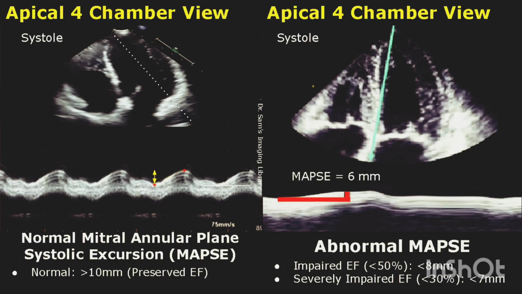that is an impaired EF. If the value is below 7 millimeters, it usually indicates EF less than 30%. It is a severely impaired ejection fraction.